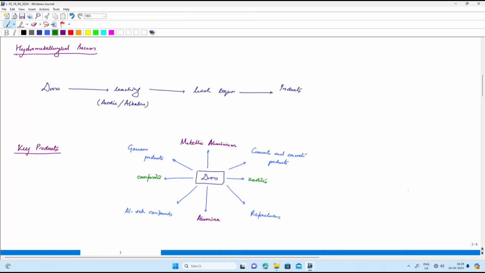Hydrometallurgical process. So the process that we have seen can be categorized into at least two routes: the pyrometallurgical route, which basically produces metal, and of course after refining it could be directly used in applications.